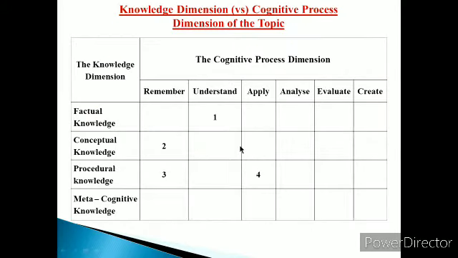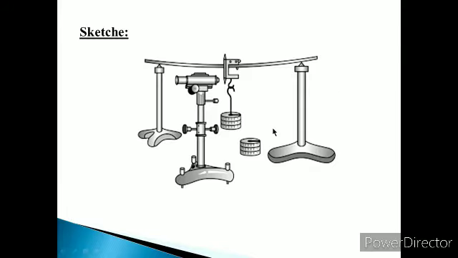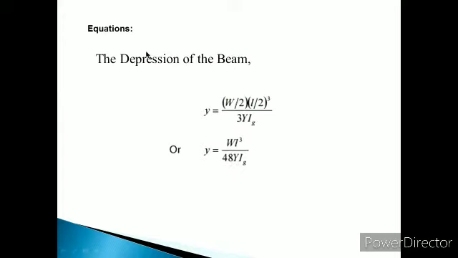These are some of the comparisons of the knowledge dimension in the cognitive process. This is a simple sketch of the non-uniform bending method. This is the beam; you have to apply the load at the center. This is the microscope; take the readings. These are some of the equations we are going to derive in this session.